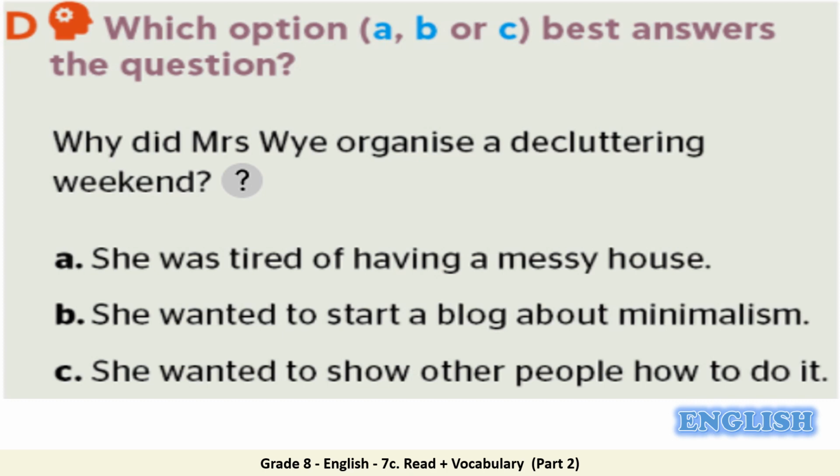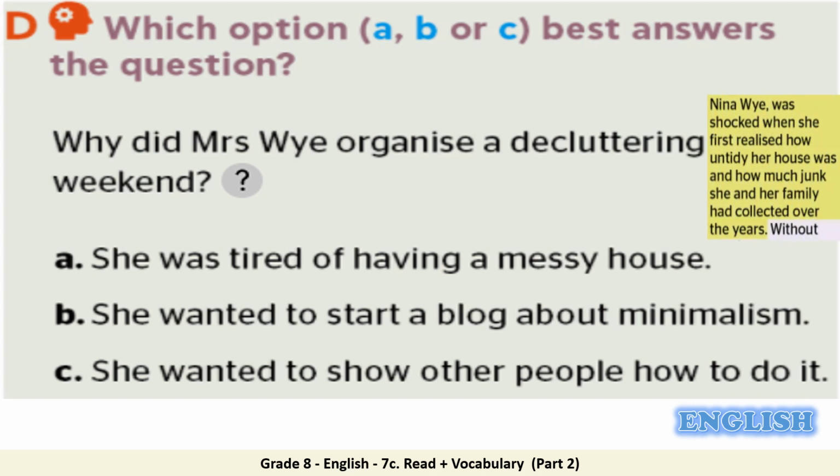D. Now which option, A, B, or C, best answers the question? You remember the question that we have just discussed in activity number C? Why did Ms. Y organize a decluttering weekend? Okay, it was in the first paragraph. Very good. Okay, now let's discuss the given choices here. A. She was tired of having a messy house. B. She wanted to start a blog about minimalism. C. She wanted to show other people how to do it. Of course it is. Very good. It is A. She was tired of having a messy house.